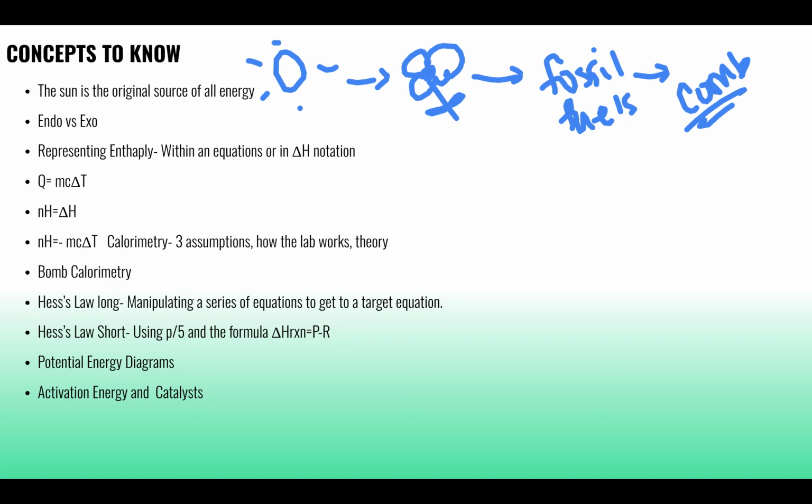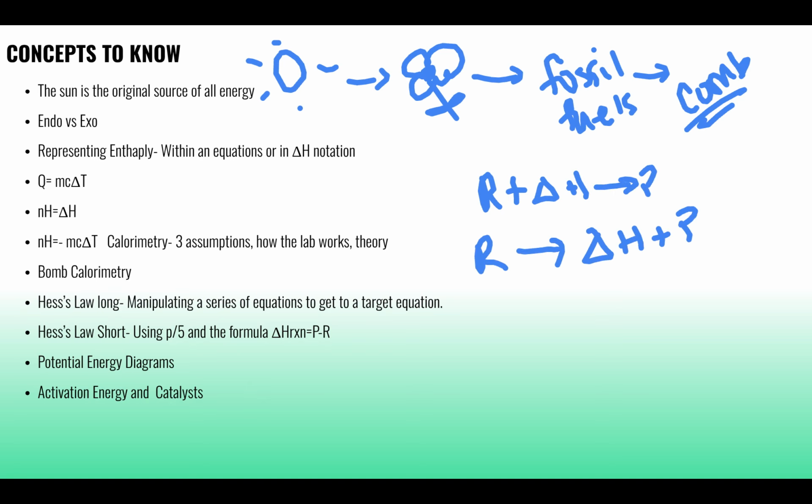So you want to remember that if you have your endothermic reaction, when you write it out, your delta H will be on the reactant side. If you have an exothermic reaction, then your delta H value will be on the product side. If your delta H value is written on the side and it's endothermic, it's positive. If it is exothermic, it's negative.